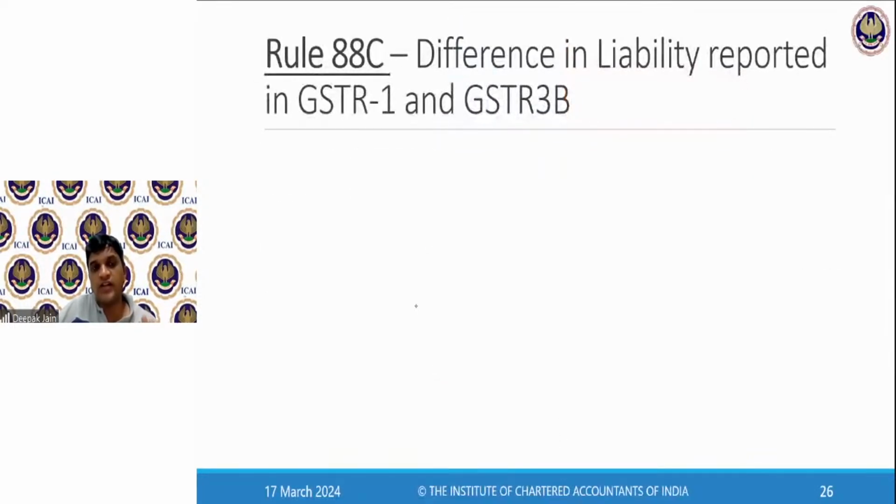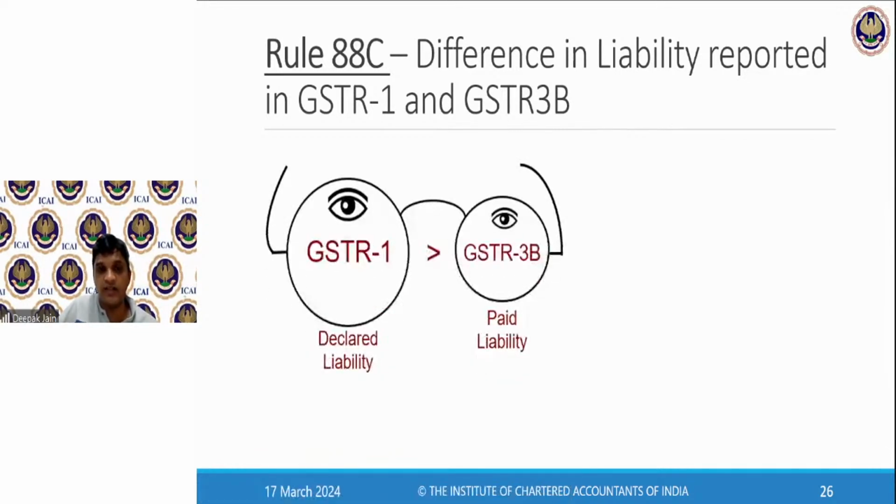Now let's proceed to rule 88C. If anybody is served with a rule 88C notice, then what you have to do? You should pay the tax or file the response within 7 days. Now, what rule 88C says is, if there is any difference in liability reported in GSTR-1 and 3B, they should be the same.